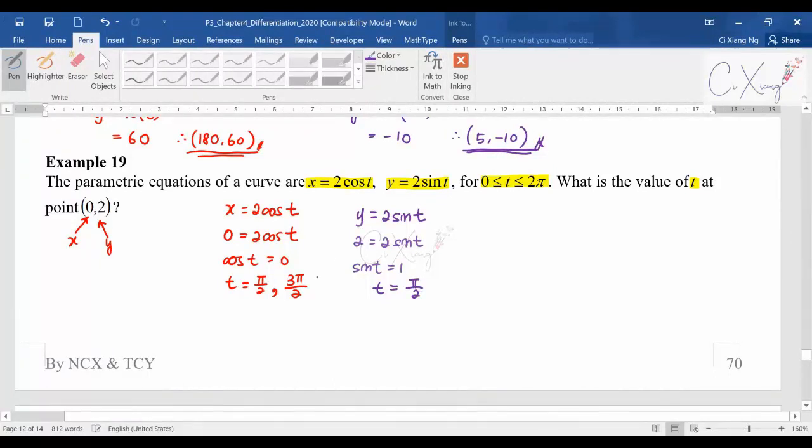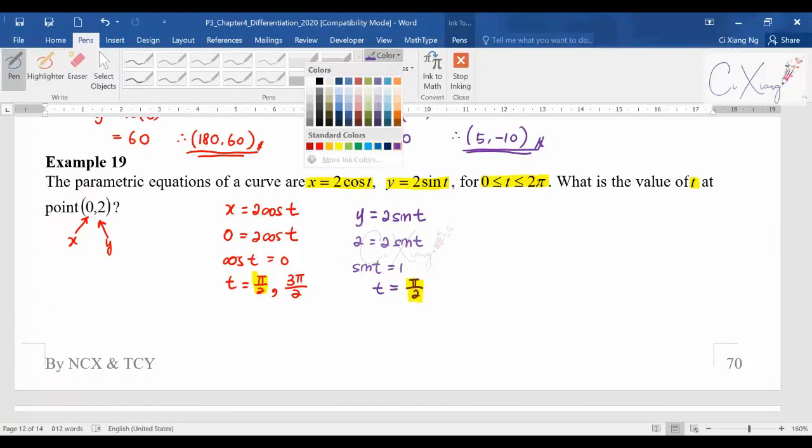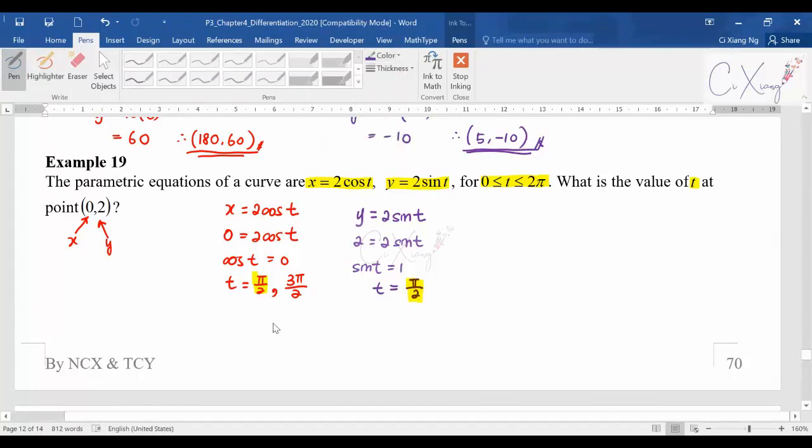Only one answer. Alright, so after you get the t from both equations already, then the final answer that fulfills both equations will be taken. So you will see what is the overlap answer. The overlap answer will be pi over 2, right? So that means the answer for the t is pi over 2 only. Okay, it must fulfill both equations. So t equals pi over 2, then you will get the coordinate (0, 2).